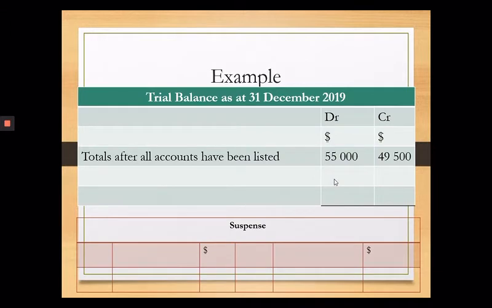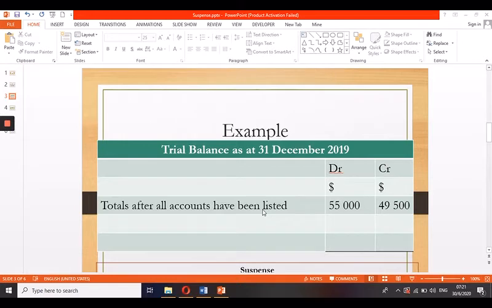So now let us work out an example. For example, you are given this trial balance as a 31 December 2019 extract. And you can see from this extract that the debit balance is 55,000 and the credit balance is 49,500. This is after all accounts have been listed and their totals have been listed like this. So you can see from this example that the trial balance totals are not agreeing.